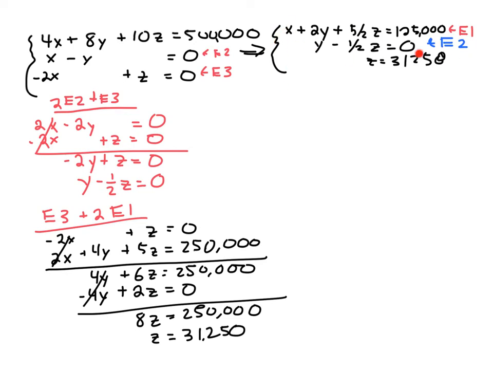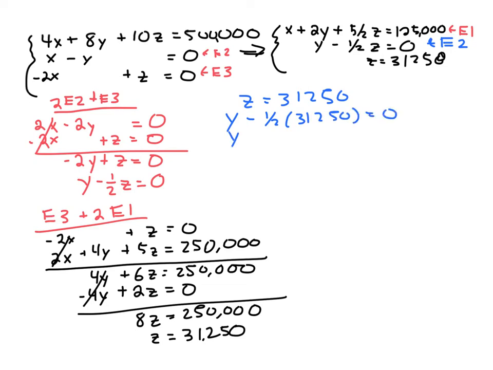Alright, so now I have upper triangular form here. Once I have the system in upper triangular form, I can back substitute to find all the variables. So let's do that now. Okay, so I have the answer for z. Z equals 31,250. So what's y going to be? We use equation 2 for that. I go ahead and I plug in 31,250, and that equals 0.